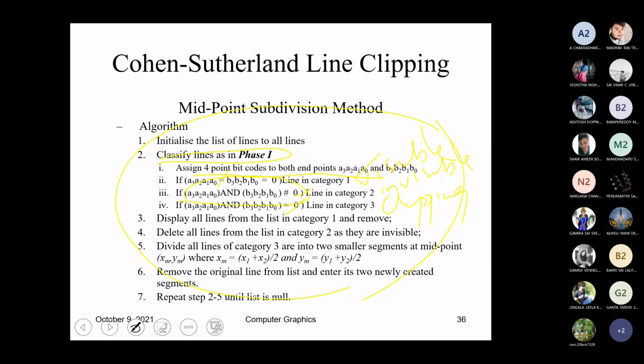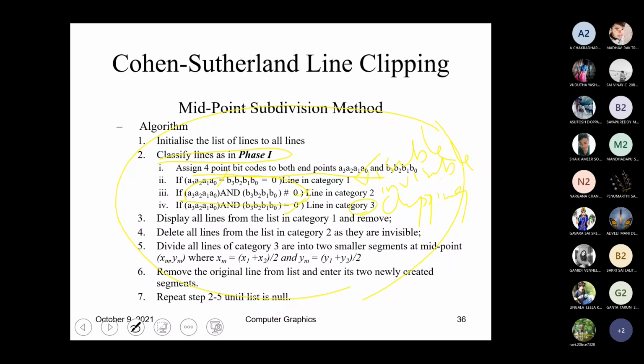Okay, now write down the fourth step. If a line is a clipped case, the third category, find the intersection with the boundaries of the window. You should find the boundary. How to find the boundary? You have the equation. First you have to calculate the m value. M is the slope. How to calculate slope? y2 minus y1 divided by x2 minus x1.